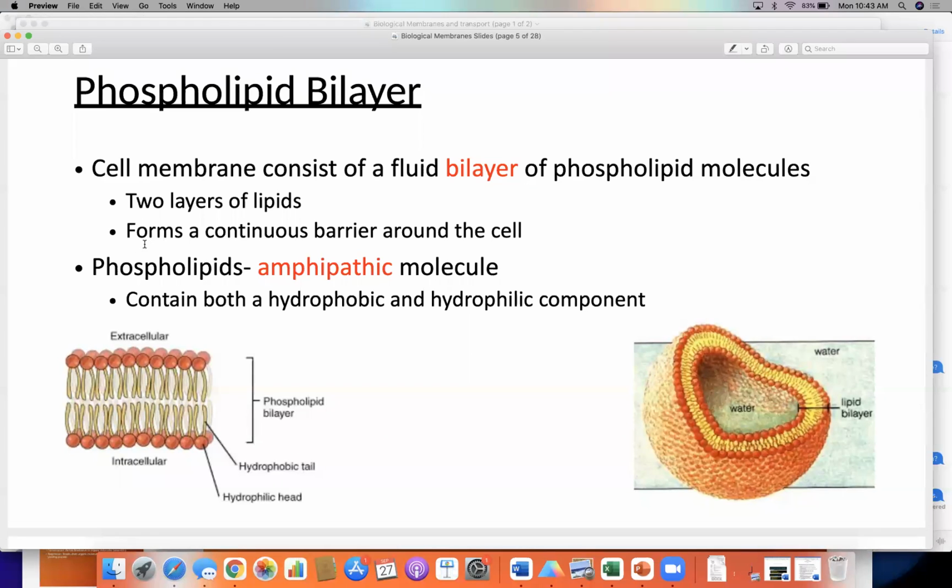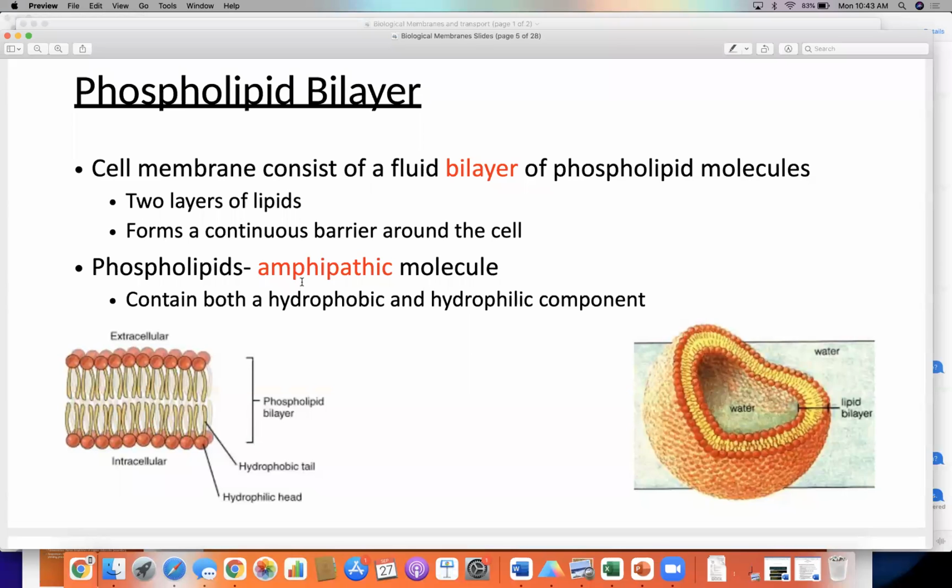So for the phospholipid, I'd like you to write down this term: amphipathic. The phospholipid is an amphipathic molecule, and it is characterized by having both a hydrophilic and a hydrophobic component. That's what the term amphipathic is referring to. Phospholipids characteristically are amphipathic.